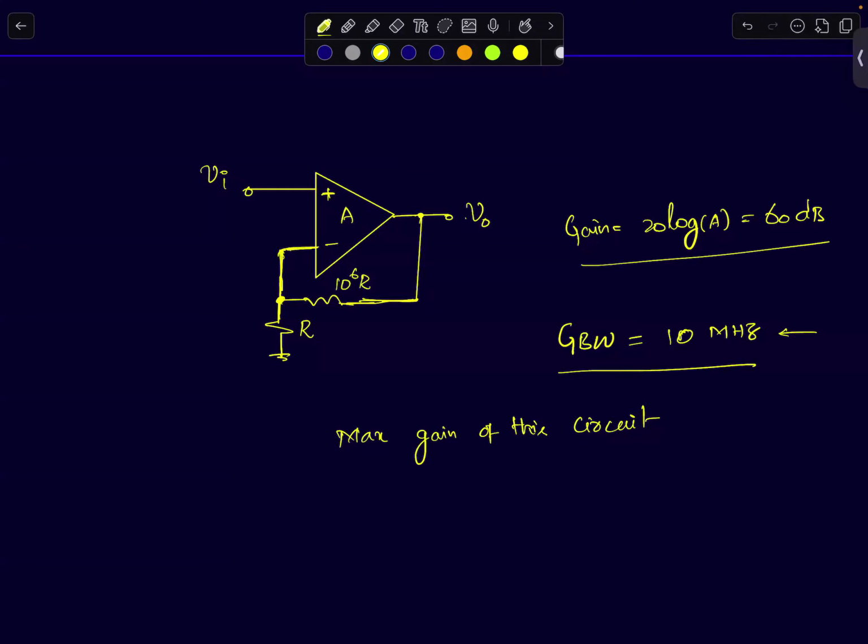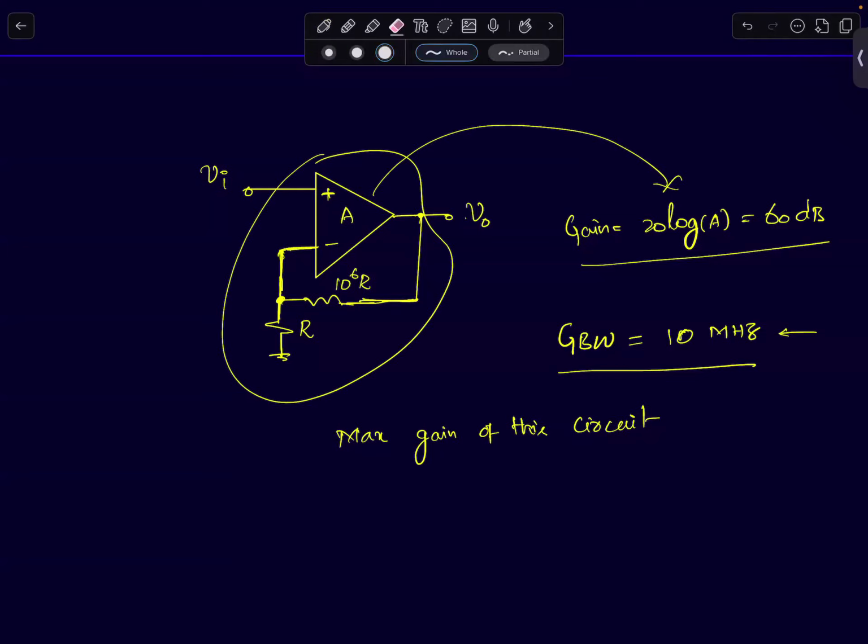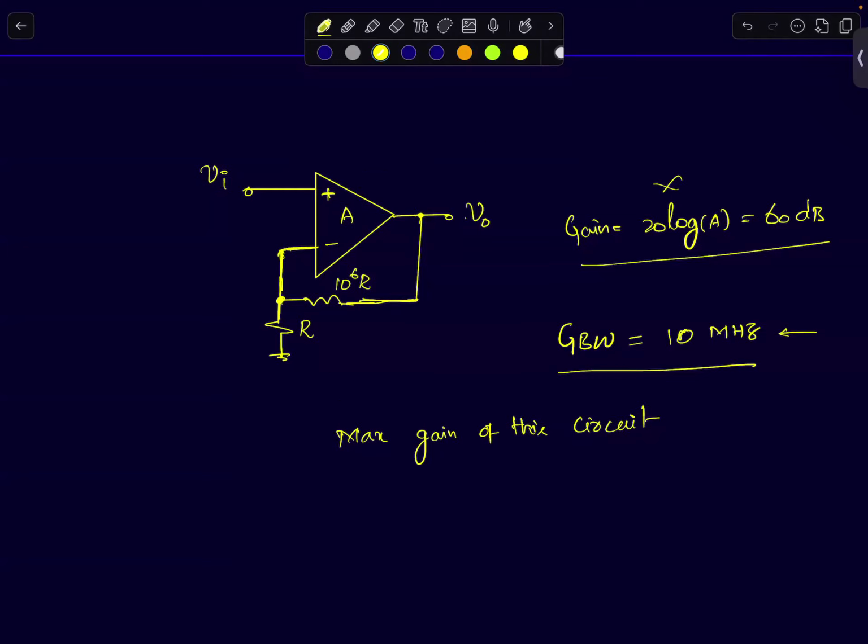So generally for any op-amp based circuit which is frequency dependent, if your op-amp gain is frequency dependent, the gain always happens to be maximum at DC. So let's find what is the DC gain of this circuit. Can you guys try this? It's given that the op-amp's DC gain is 60 decibels. So try solving it, and then I'll quickly explain it.